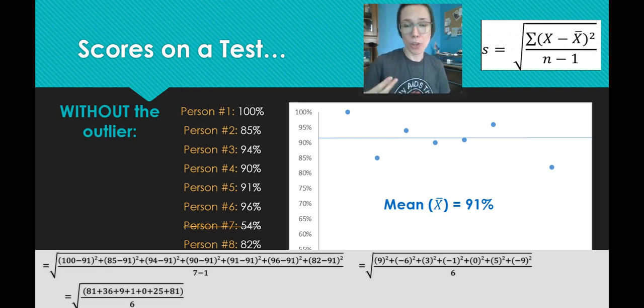When I square all those amounts, here's how that calculates out. And then when I finally add all those amounts, I get 233 over 6. 233 divided by 6 is 38.83. Taking the square root of that gives us about 6.23. So hopefully that is what you got for standard deviation as well.